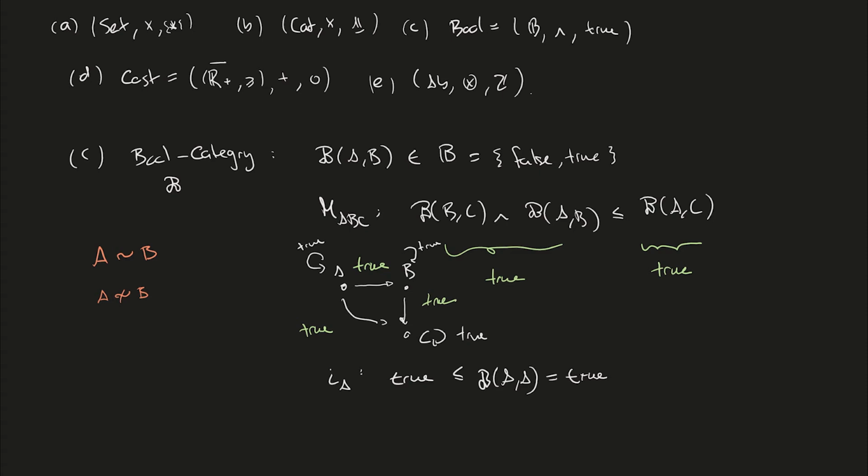Moreover, the composition requirement is saying that if B is related to C and A is related to B, then we have that A is related to C. And finally, we have that A is related to A for all A. Now these are precisely the axioms for a preorder, so in fact, Bool categories are just preorders.